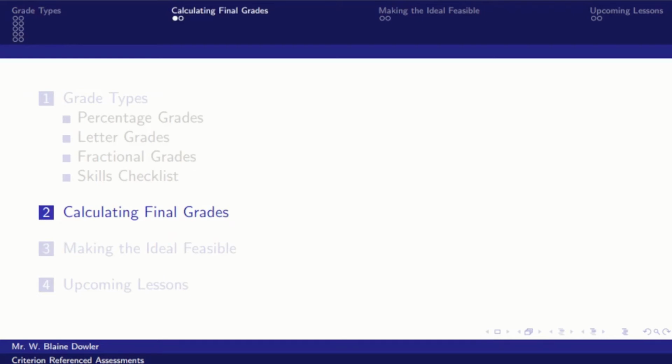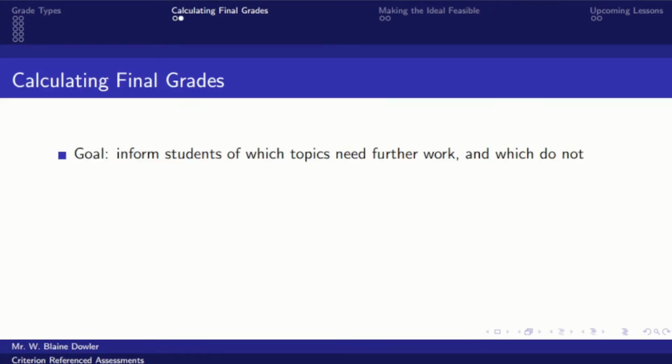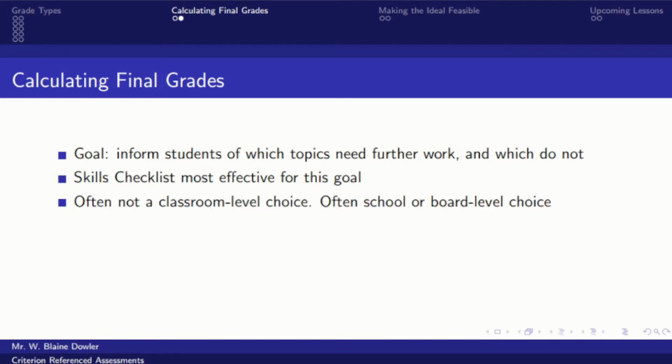So once we have the different grading types, we have to figure out how to calculate the final grades. Ultimately, the goal should be to inform students of which topics need further work and which do not. The skills checklist is the most effective grading style for this goal. Unfortunately, the specific type of reporting is often not a classroom-level choice. Sometimes the school administration decides it, sometimes the school board decides it, and nobody at the school has an option for how the skills are reported.